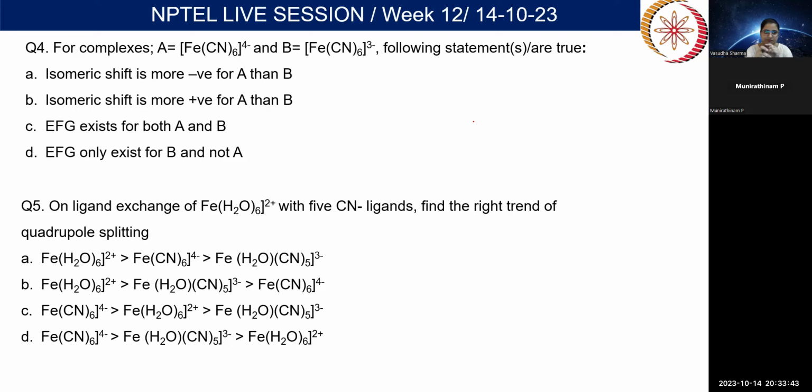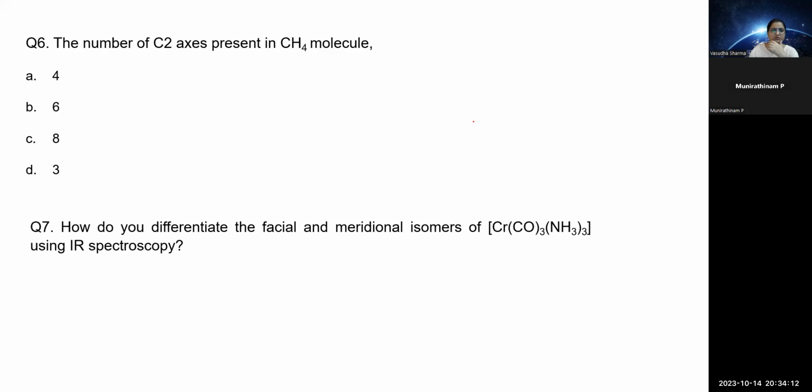B option. D. Isomeric shift is more positive for A than B. Okay. Another one is, electric field gradient only exists for B and not A. Okay, then we'll check it out.